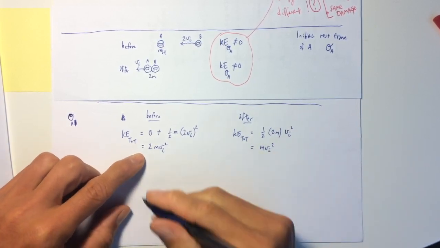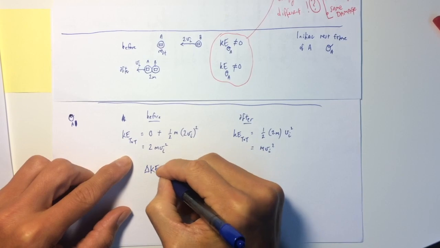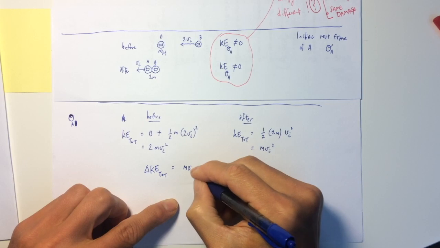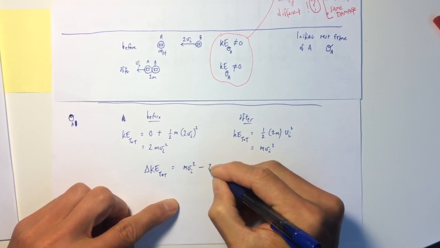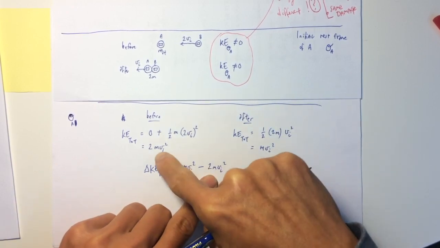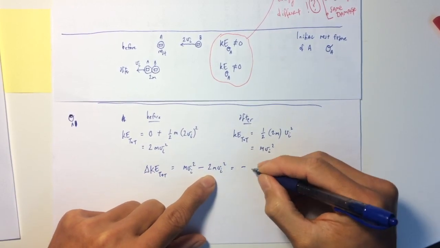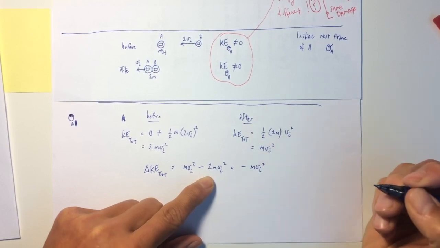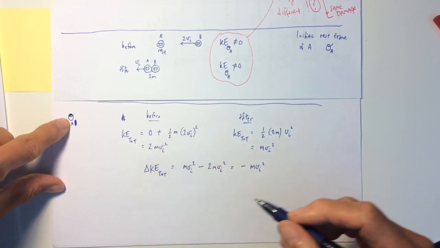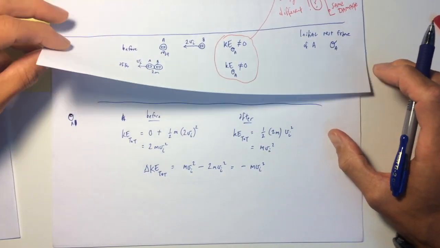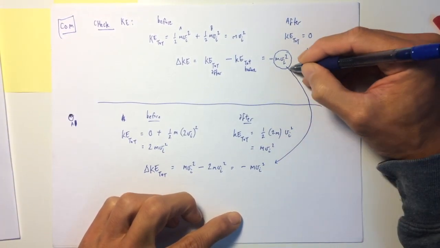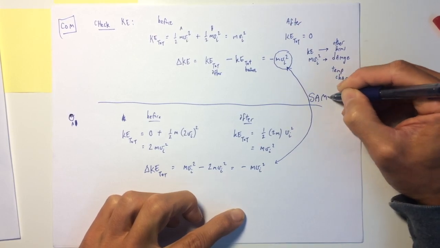And so the point is that the total kinetic energy has changed by exactly, right, this is the after minus the before. It's equal to minus mvi squared. And this is in the reference frame we're calling A. So can you see that these are the same?